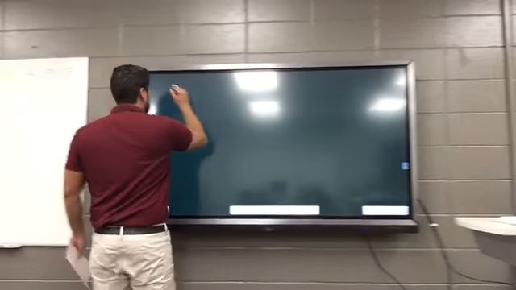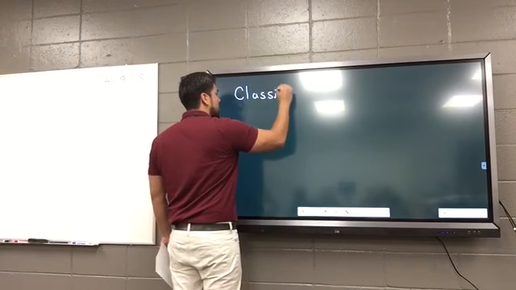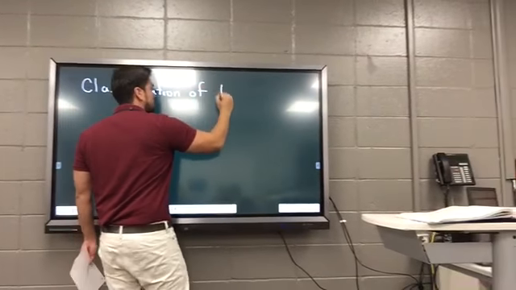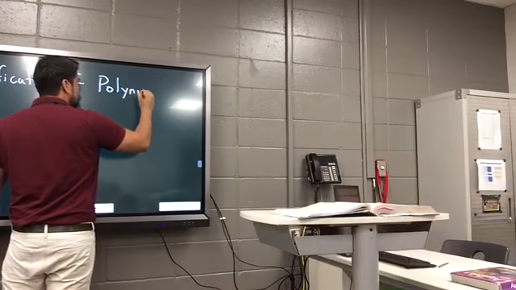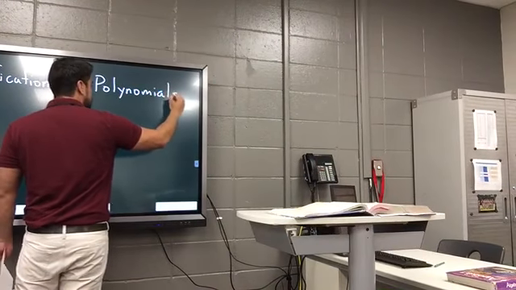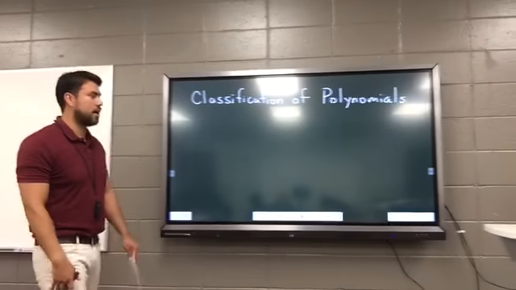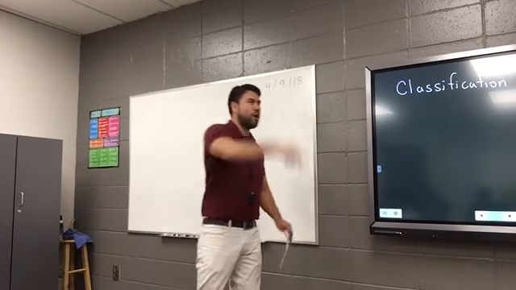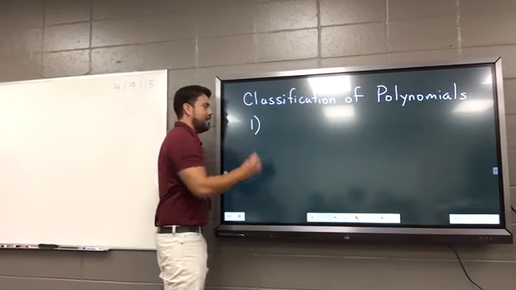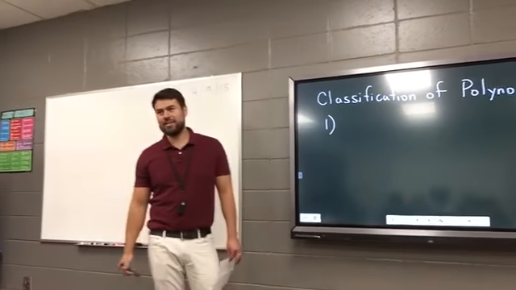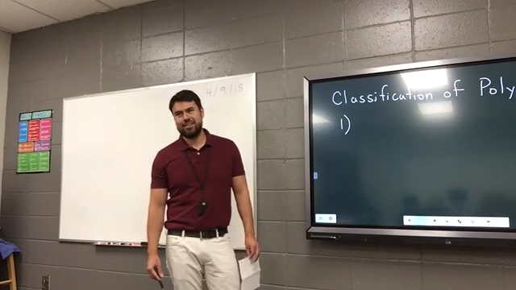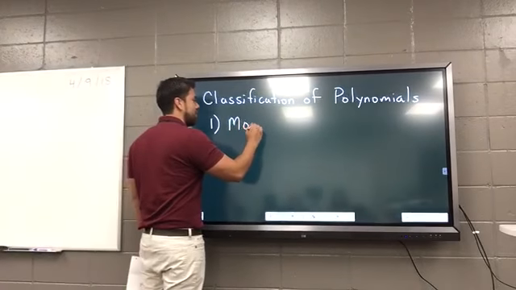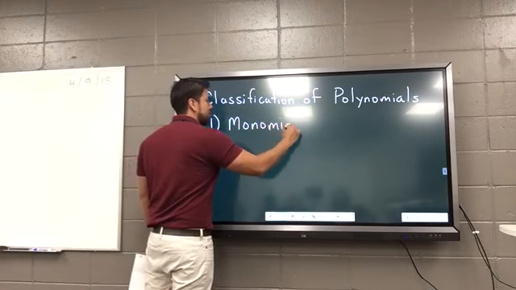We're going to talk about classification of polynomials. We've spent a lot of time talking about monomials, whether an expression is monomial or not. Now we're going to classify polynomials, and monomials are polynomials. Okay, so ready? You know what the first type of polynomial is? Yeah, that's what we've been talking about. It's monomial. That's the first type.